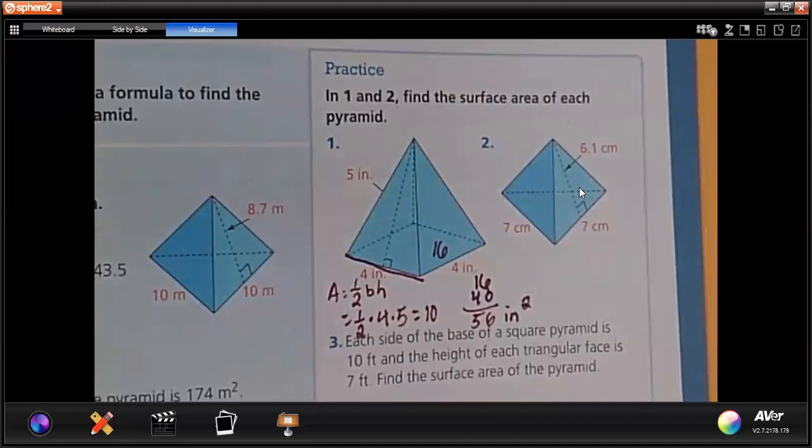Okay, hopefully this helps. Again, this is for our quiz tomorrow. Unit 4, quiz 3, covering nets, surface area, and polygons in the coordinate plane.